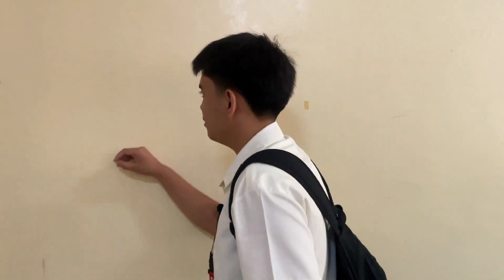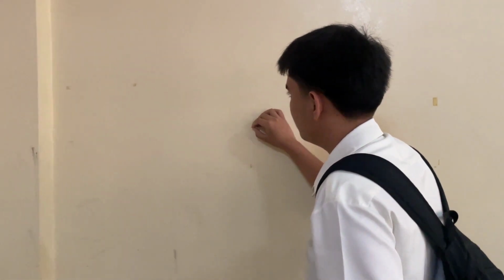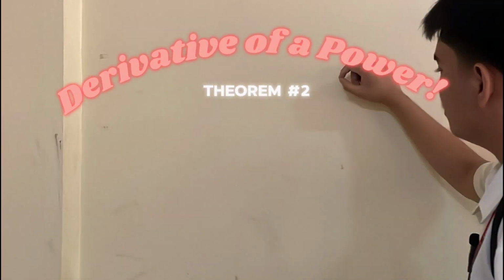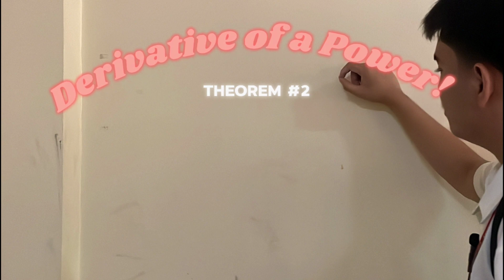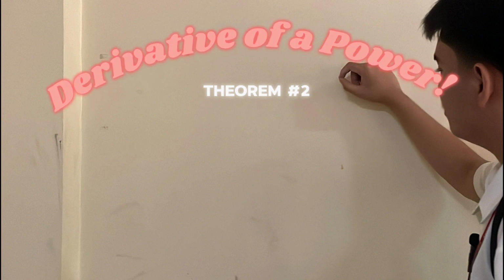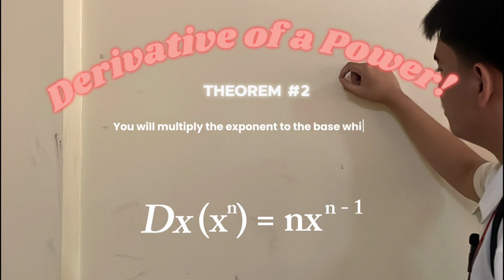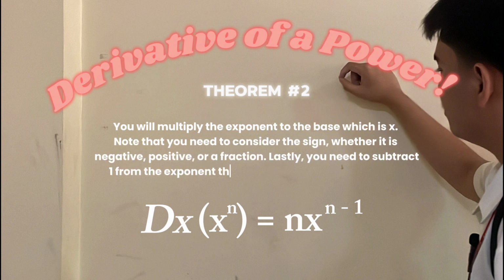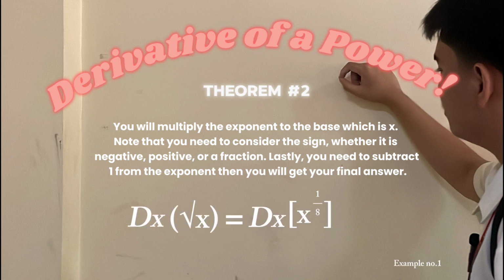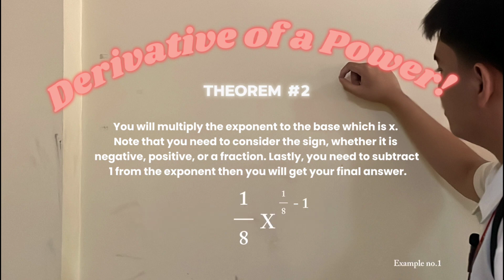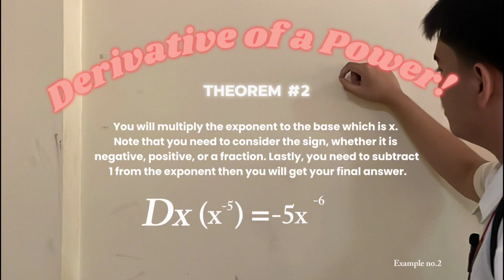OMG! Question number 2. Solve these 3 examples of a derivative of a power. For the second theorem, we have the derivative of a power. Here, you will multiply the exponent to the base, which is x. Note that you need to consider the sign, whether it is negative, positive, or a fraction. Lastly, you need to subtract 1 from the exponent. Then, you will get your final answer.